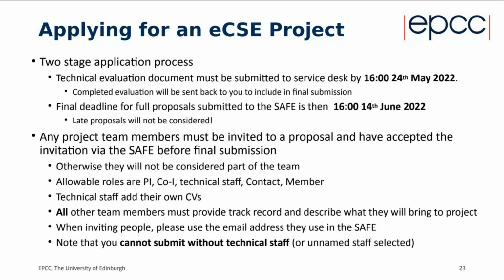Allowable roles are PI, COI, technical staff, contact or member. Most of those are probably obvious. The contact really means that you don't have any particular role in the project, but you're acting as a contact. Sometimes that's useful if you've got, say, somebody who's head of a research group and maybe they've got a PA or something like that. They can join, but there may be various other uses. Member is just the generic one. You don't have any particular role, but you'll see that when you start a proposal.